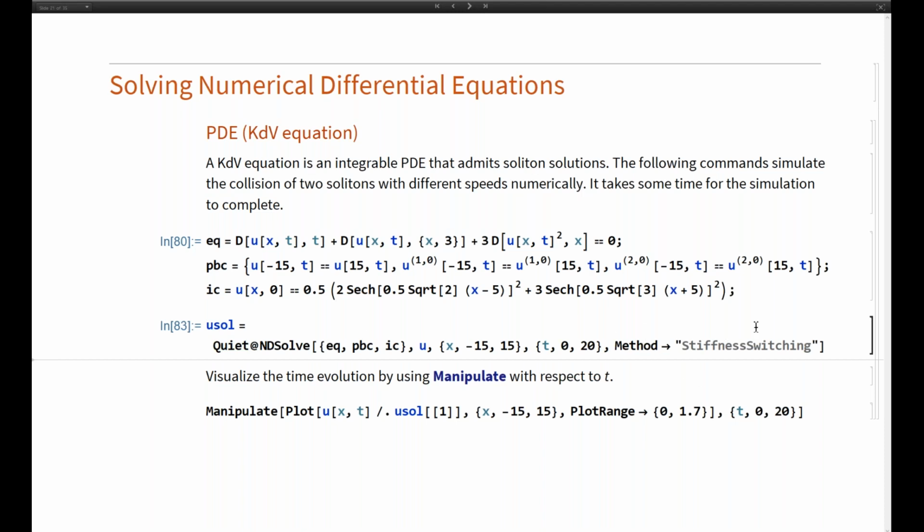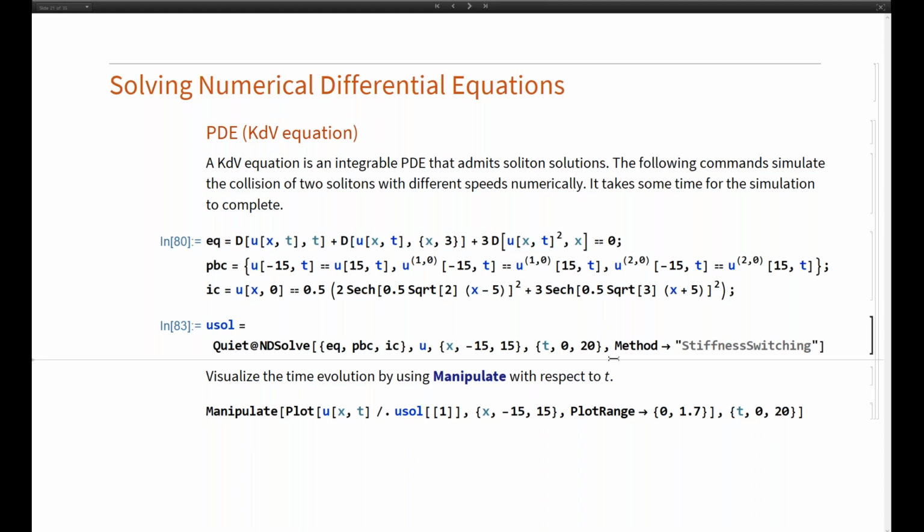In this case, I'm aware that stiffness switching is the required method. If this method is left blank, the system will attempt to find an appropriate method for itself. Bit of nice automation there for you. However, I'm aware that for this particular set of partial differential equations, if you don't specify the method, it takes quite a bit longer to actually provide you an answer. In which case the results in this one can be quite happily visualized as a time evolution.